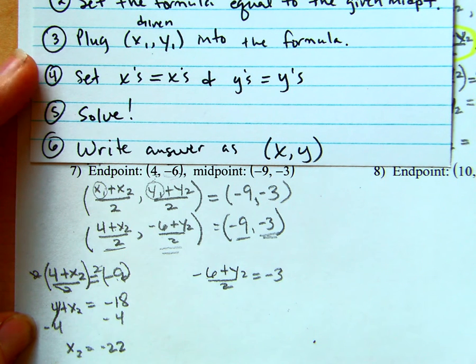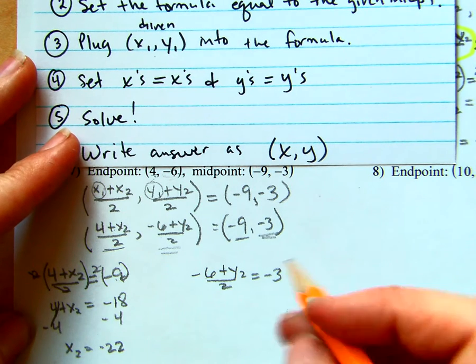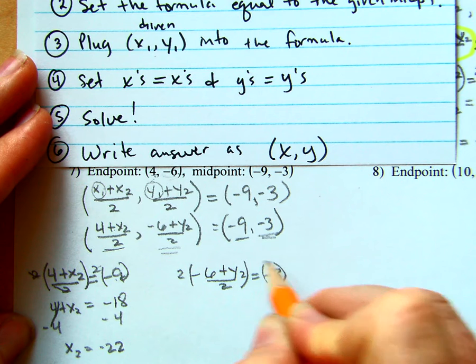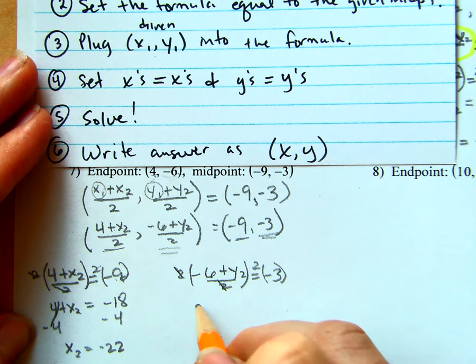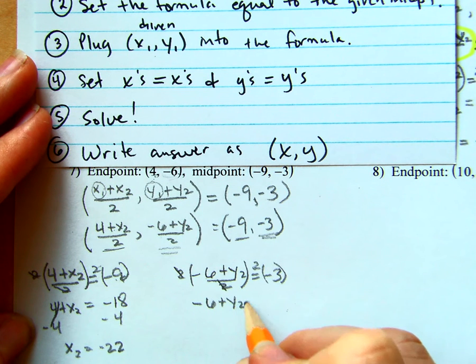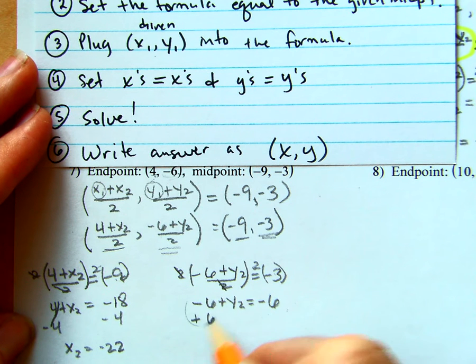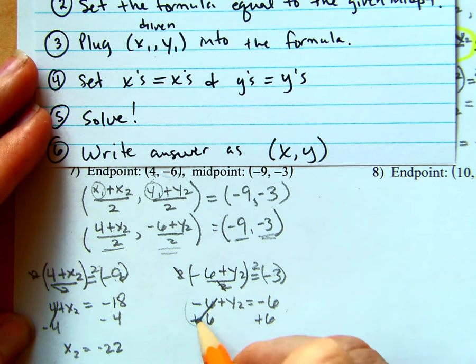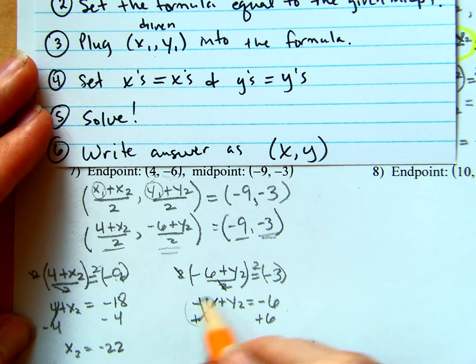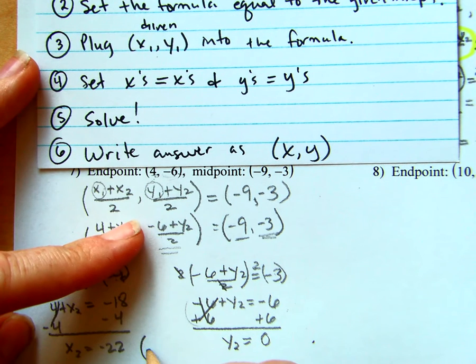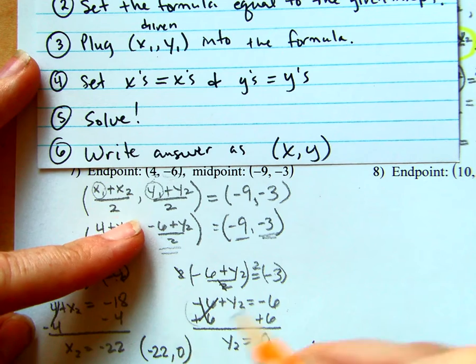Same sign, add, keep the sign. And then right here, same first step, undo divided by 2 by multiplying by 2. Make sure you do it on both sides. I get -6 plus y sub 2 is 2 times -3, which is -6. I undo -6 to y by adding 6. And I get y sub 2 is -6 plus 6, which is 0. And then I write my final answer as the ordered pair, -22, 0.